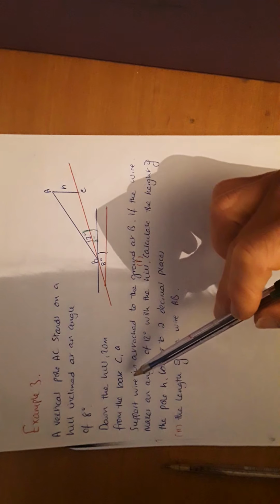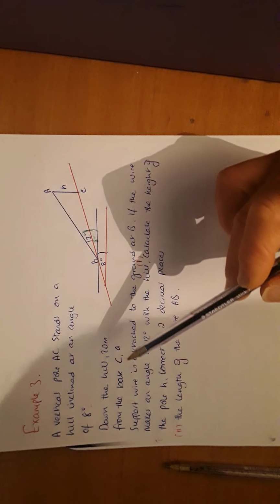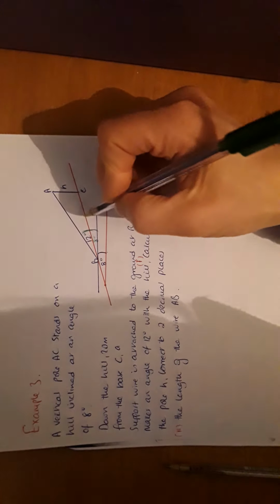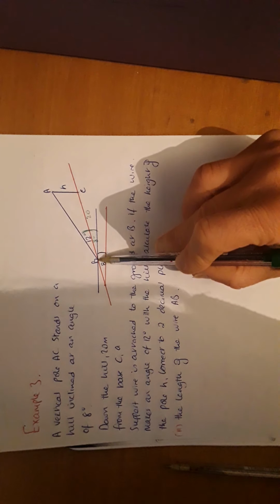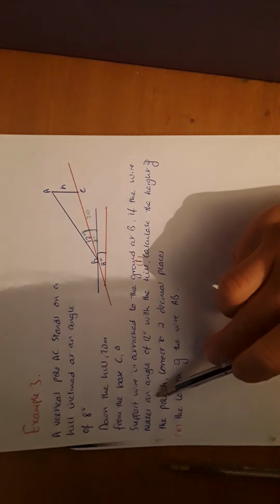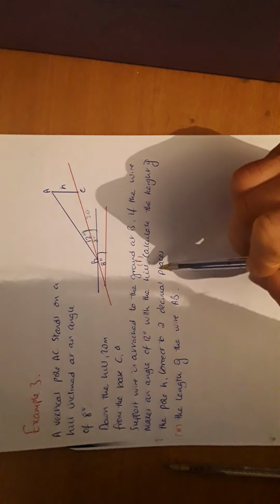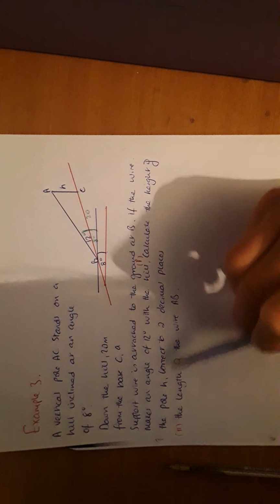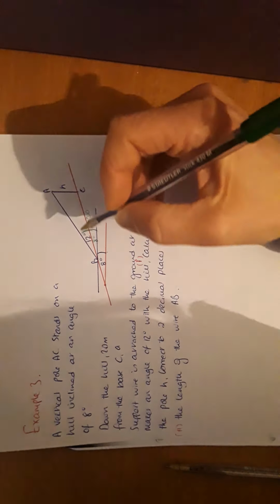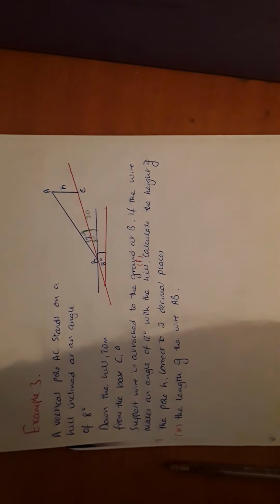Down the hill, 20 metres from the base of C. So B and C down the hill lies a support wire attached to the ground at B. So down the hill from C, 20 metres from C, you have B. If the wire makes an angle of 12 degrees with the hill, calculate the height of the pole H, correct to 2 decimal places. Now we're kind of bringing in our corresponding and our alternate angles here if we want it, right?